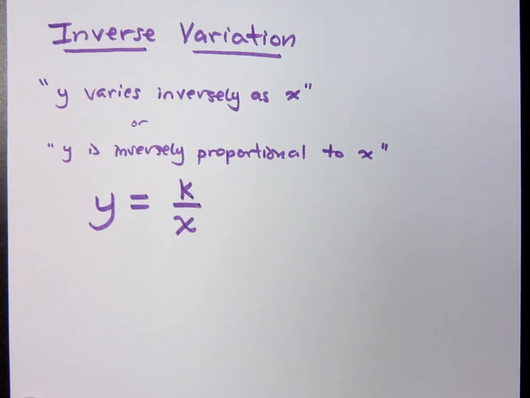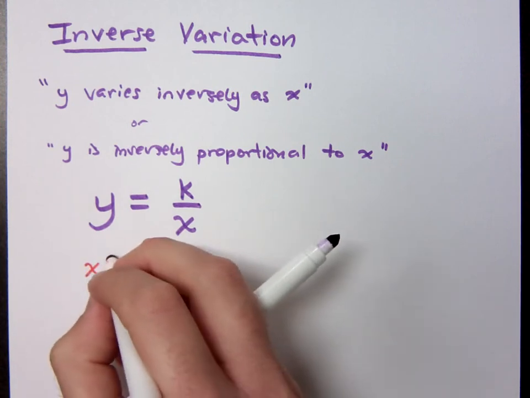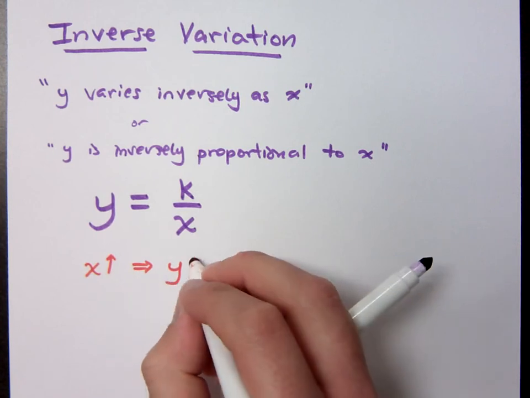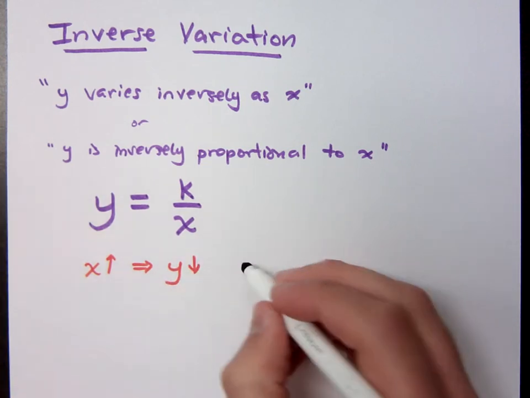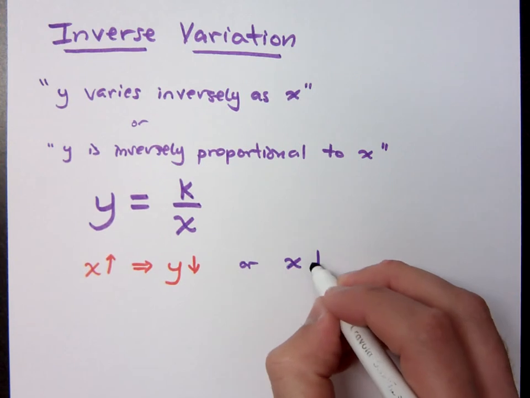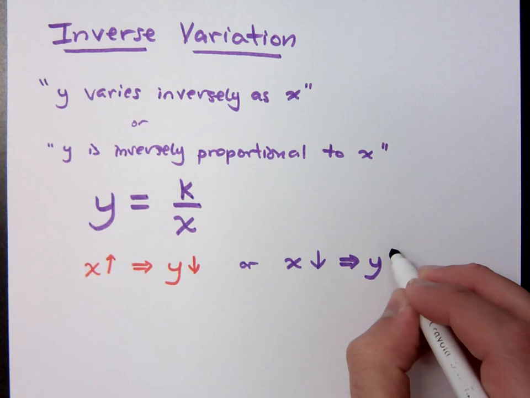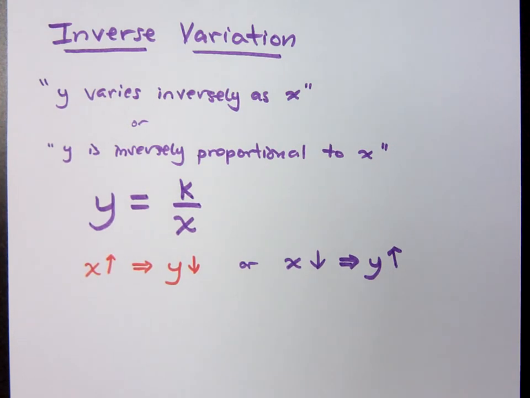Okay. What did direct variation look like? It was k times x. Inverse variation is k divided by x. Okay? And what this says to us, as x increases, what is y going to do? Decrease. Y is going to decrease. Or, if x were to decrease, that means that y is going to do what? Y is going to increase.